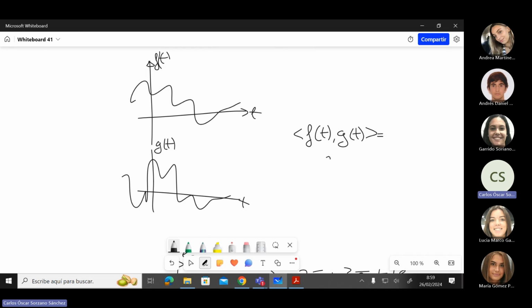So it will be the integral from minus infinity to infinity of f of t multiplied by the complex conjugate of g of t, dt. Okay, so you have to multiply the two point by point. The g you have to complex conjugate, then you multiply, and then you integrate from minus infinity to infinity. That will be our definition of inner product. Okay, that is what is in the slide.